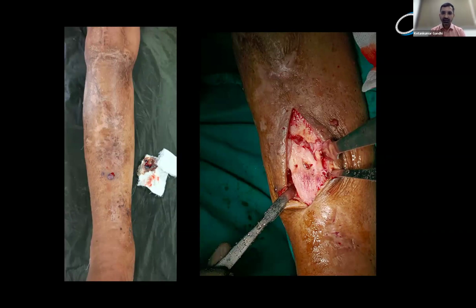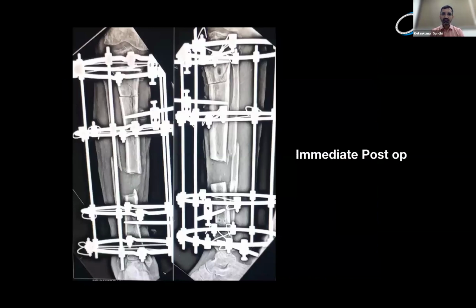So we reamed the medullary canal. We removed all the necrotic pieces, and this was the X-ray after final debridement till the fresh bleeding edges of the bone. So Ilizarov frame was applied. Proximal corticotomy was done for bone transport to fill in the gap. And as that proximal part had healed till that time, we took him up for surgery. So we did that corticotomy in the same setting.